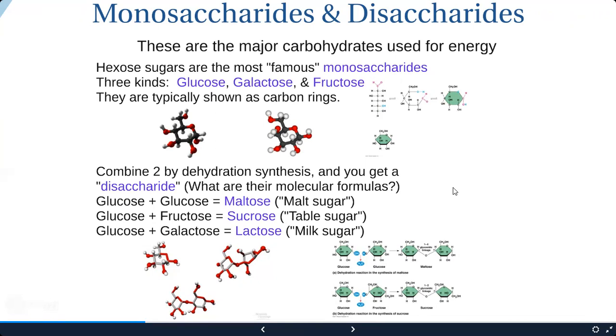So if you combine various combinations of these, you'll get the disaccharide. If you have 2 glucose molecules that bond together via dehydration synthesis, then you'll wind up with a disaccharide called maltose. Sometimes this is called malt sugar. You may have come across it if you've ever had the soda Malta, or if you've had a malted milk ball, like a Whopper, or if you have heard the term malt liquor. It is commonly found in seeds.